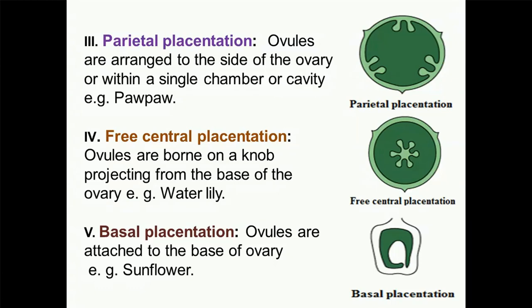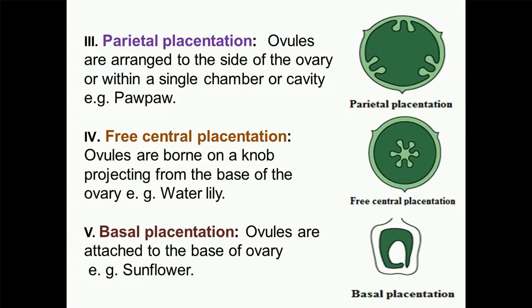Now the fourth one here is free central placentation. The ovules are borne on a knob projecting from the base of the ovary. So at the center you see all the ovules attached to the projected knob. Now this is common in water lily.